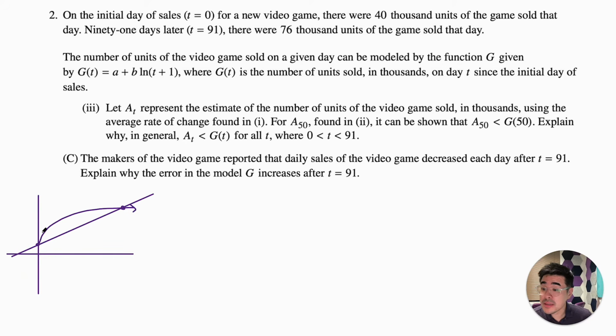Now, because the graph of ln is concave down, this secant line approximation that we made would always underestimate the actual value in between these 2 points. Now, this doesn't work after 91 and before 0, but in this case it works in between these 2 points. So then we just need to write this out using a complete sentence.